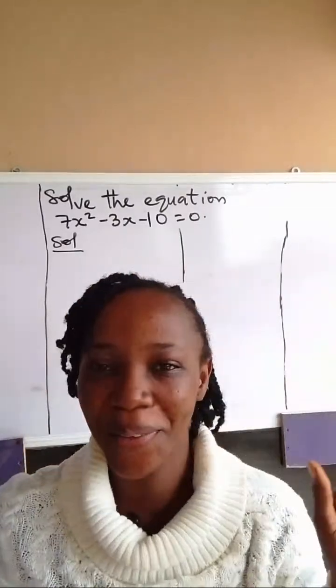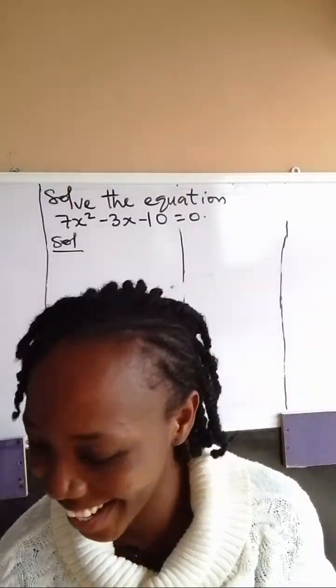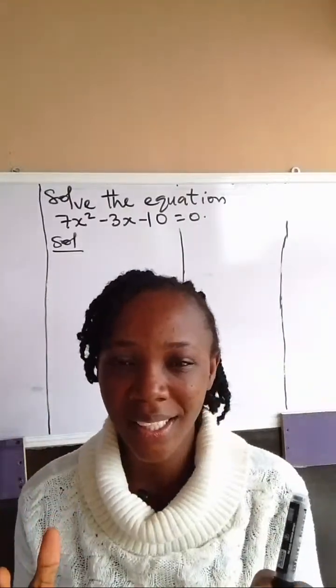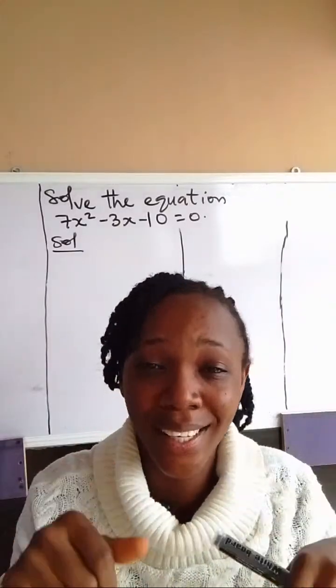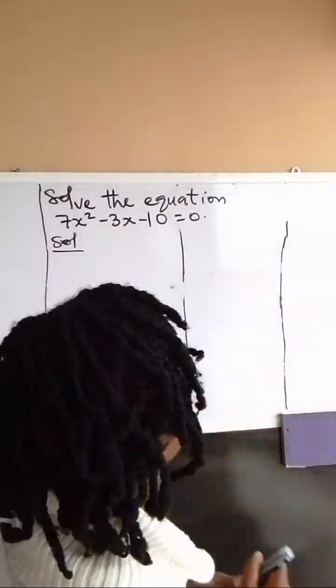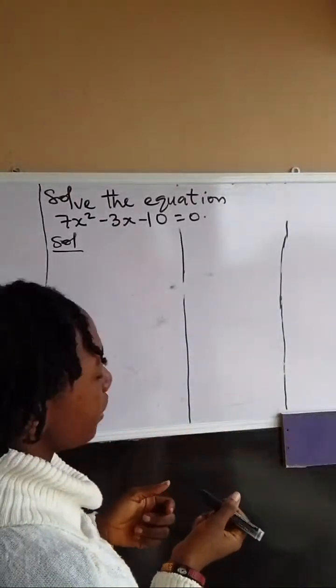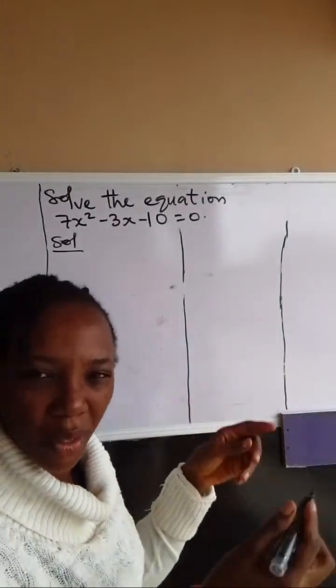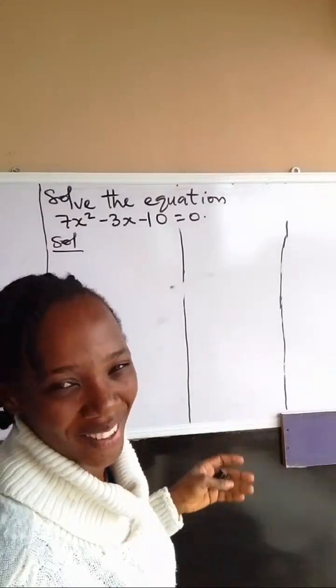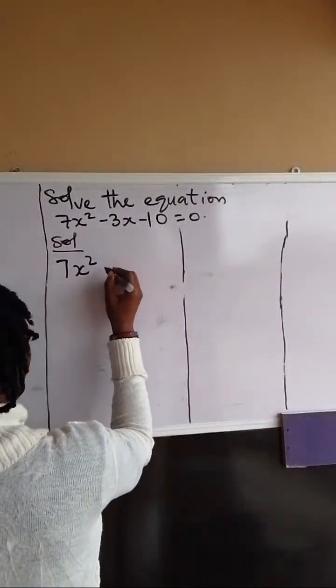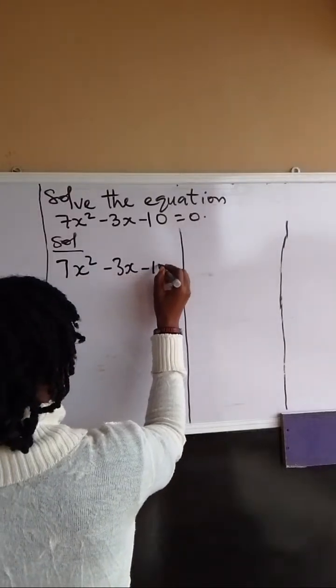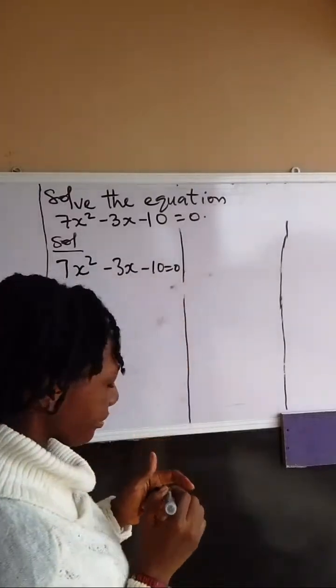All right. So it's time to solve it. For some persons that do not understand quadratic equations, you're going to learn it today. All right, so I'll be using the normal formula, the casual one, the general one. So 7x squared minus 3x minus 10 equals 0.